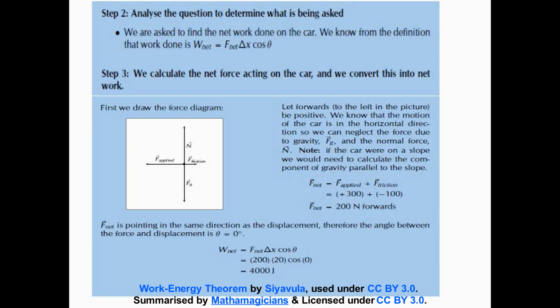Now, the net force is pointing in the same direction as the displacement. Therefore, the angle between the force and displacement, theta, is 0 degrees. And we know that cos 0 is 1, so our W net formula equals F net delta x cos theta. That's 200 times 20 times cos of 0, which is 1, so just 200 times 20, and that gives us a final answer of 4,000 joules, the exact same answer we got in the previous video.